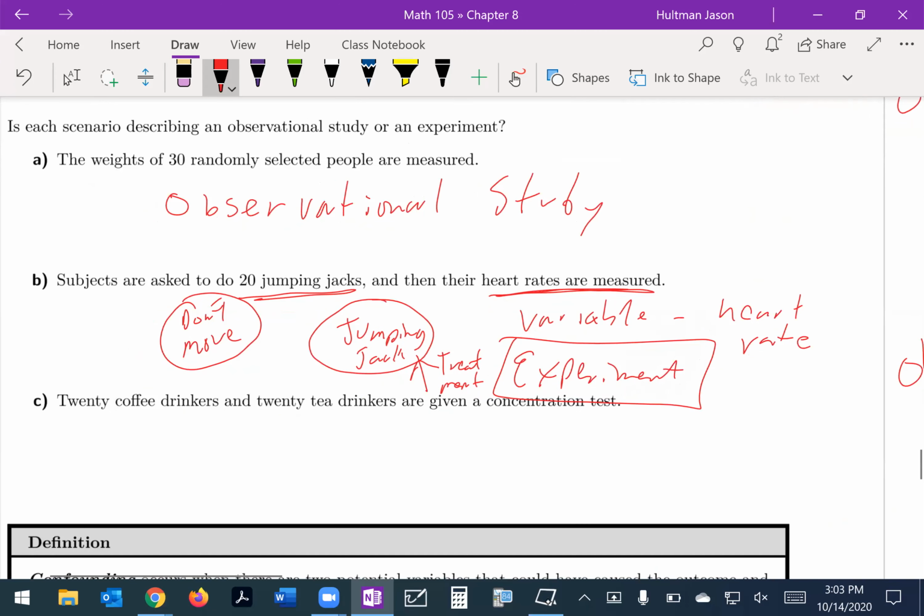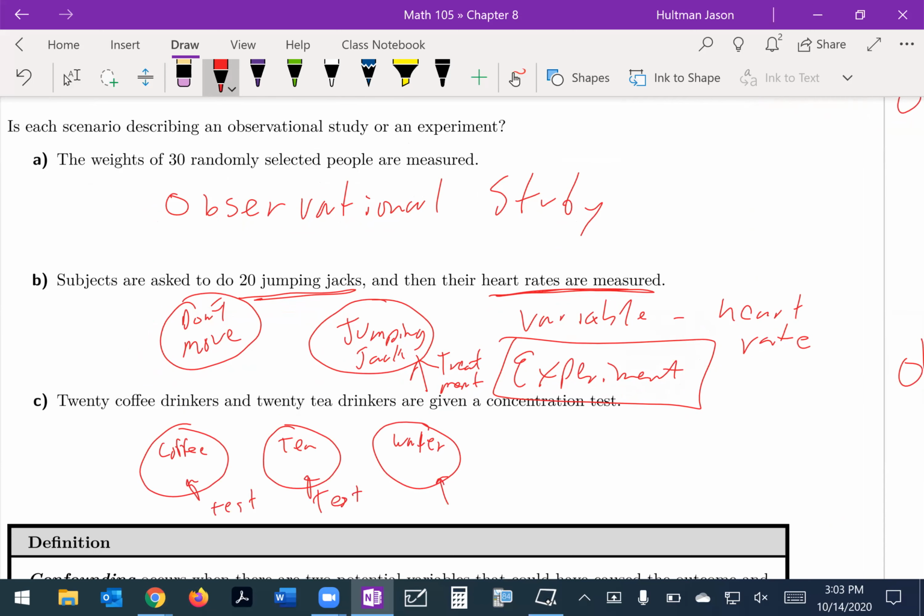Okay, 20 coffee drinkers and 20 tea drinkers are given a concentration test. Is this an experiment? Yeah, we could actually have a control group too. We could have coffee, tea, and then water, right? Here's your water group. And then what are we doing? Well, we're giving them a test. So in each of these, we're giving them a test.